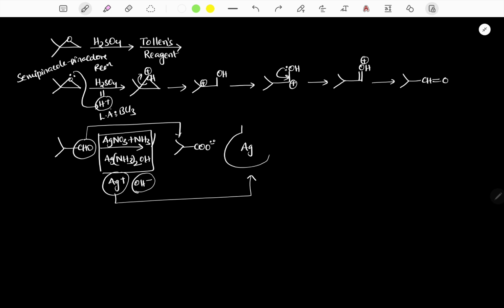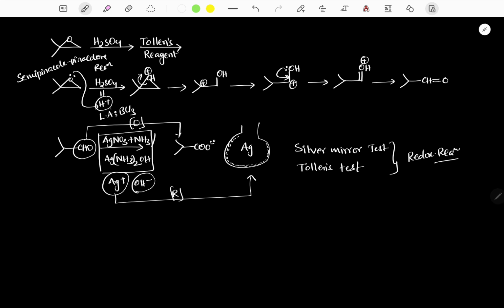Suppose it is a beaker. Here a silver line will form. Silver will form a line on the wall of the glass. That's why it is called the silver mirror test. Of course, it is also called the Tollens test. The Tollens test is simply that the aldehyde is oxidized and Ag+ is reduced. Therefore, it is an example of a redox reaction.